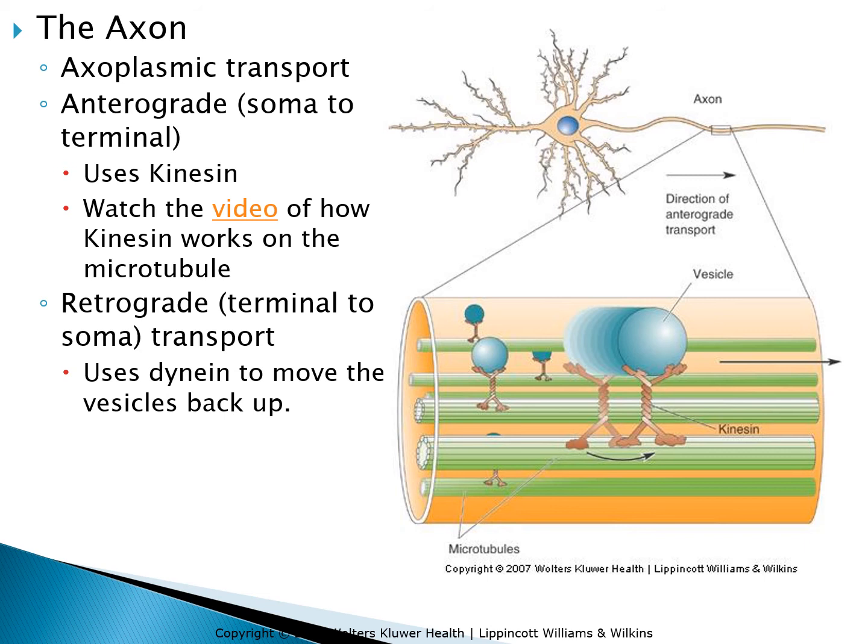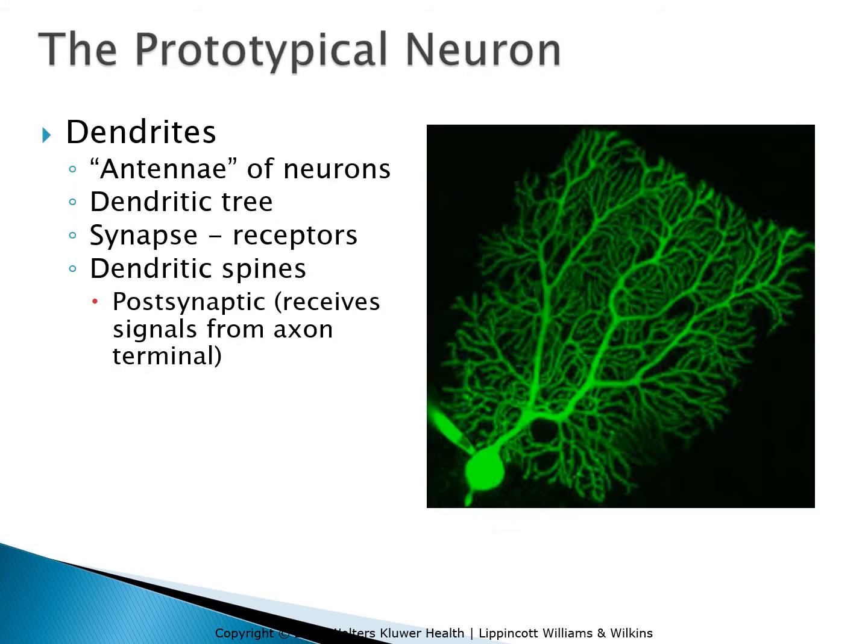So we sometimes will move vesicles back up. So we have anterograde, again, that's bringing everything from the soma down. Okay, retrograde is taking it back. Again, that's where we might repackage vesicles or recreate proteins. Okay, that way we can restock our neurotransmitter supply. So the dendrites, that's where the incoming signal comes from typically.